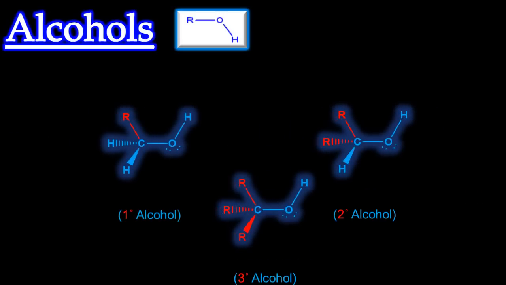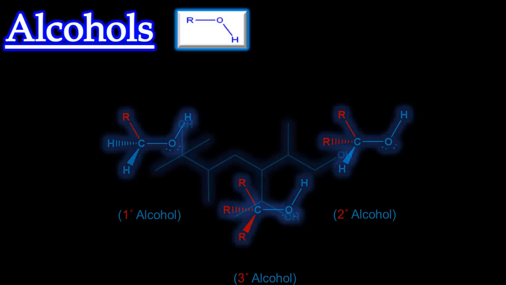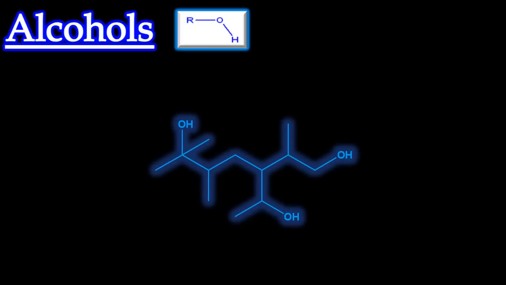Now let's review primary, secondary, and tertiary alcohols. The following organic compound contains all three types. Let's label them. On the far left, there's an example of a tertiary alcohol, shown here. In the lower right is an example of a secondary alcohol. And lastly, on the far right, you'll find a primary alcohol.